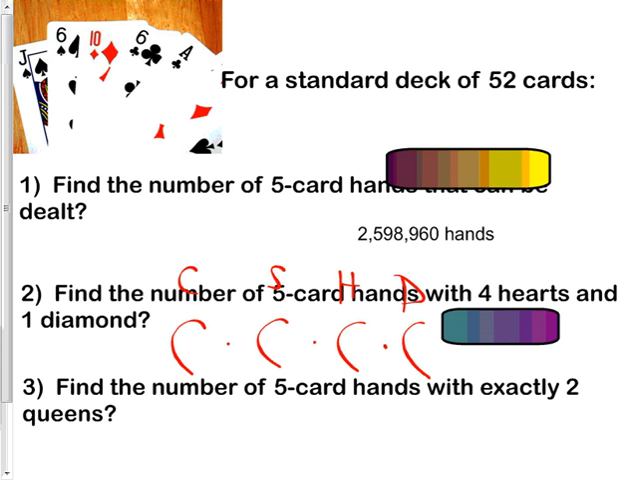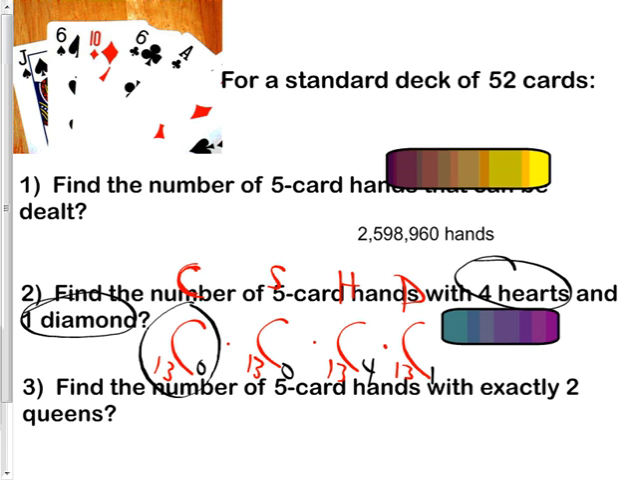How many total clubs are there? 13. There's 13 spades, 13 hearts, and 13 diamonds. And then you got to ask yourself, how many do I want? I use this information. 4 hearts. Where are the hearts? There they are. 4 hearts right there. And 1 diamond. Diamond's right there. 1 diamond. If I get 4 of that and 1 of the other, I already have all my 5 cards. That means I need 0 of this and 0 of that.